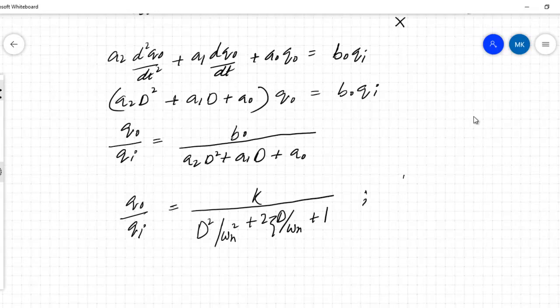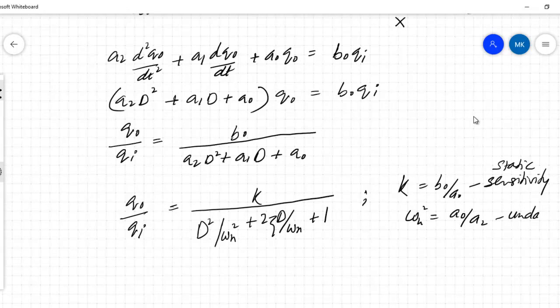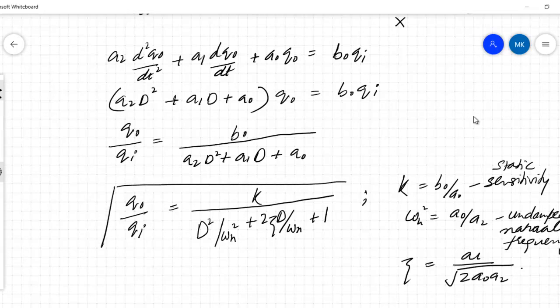where capital K refers to the sensitivity of the instrument. You can also refer to it as static sensitivity. Omega n square is given by A naught by A2, which is the undamped natural frequency of this setup or the instrument. Zeta is equal to this. Alright, so this is how our second order system, or second order instrument, looks like.